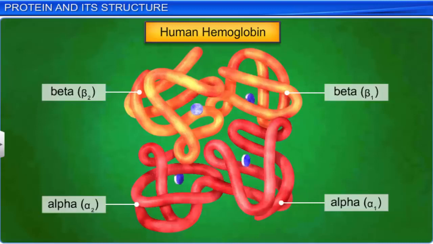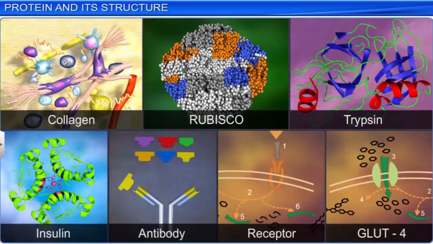Some of the most common proteins we come across are collagen, rubisco, trypsin, insulin, antibodies, receptors, and GLUT4. Let's learn more about each of these proteins.